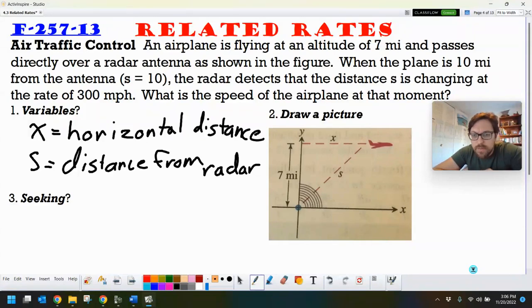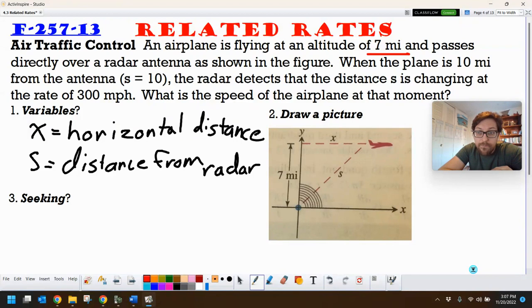This is out of the Finney textbook, and they already drew a picture for me, so really I just have to fill in those bits. So we have an altitude of 7 miles. Now that's going to stay constant. There's nothing about this saying that the plane is moving up and down. So that is one variable that will stay constant, and I didn't add it to my list in number 1 because that's constant.